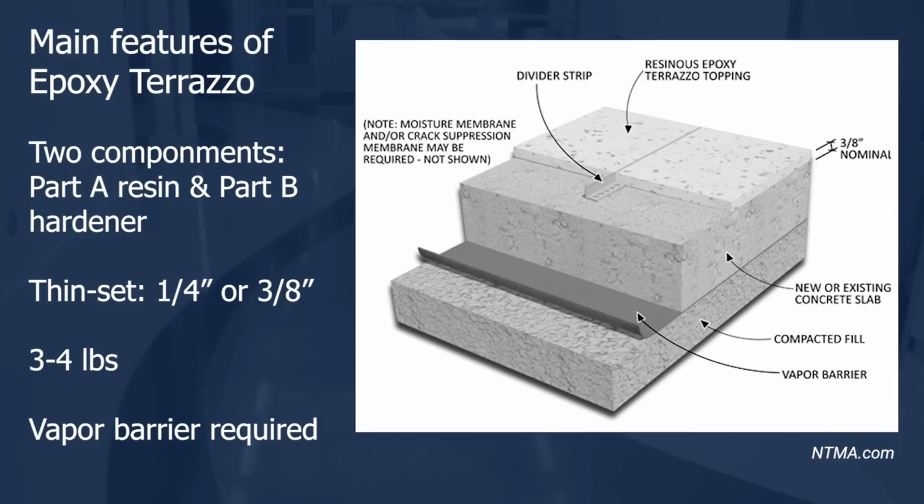Thin-set epoxy is a two-component resin which bonds directly to the concrete slab. A moisture mitigation system or crack suppression membrane may be required. A vapor barrier is required below the slab for all slab-on-grade applications. This system is installed at 1/4 inch to 3/8 inch finish.